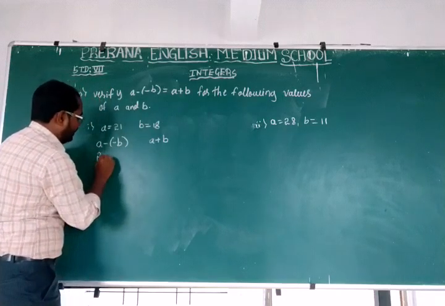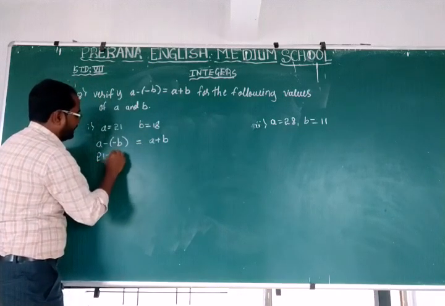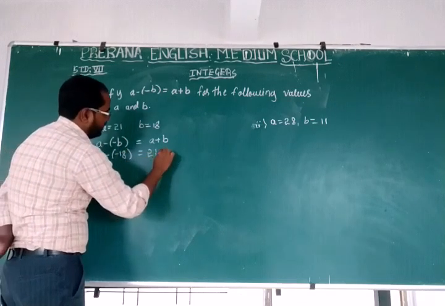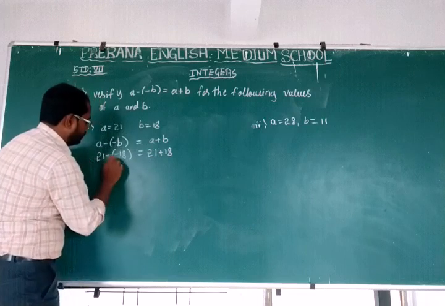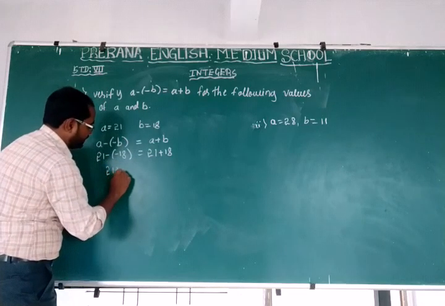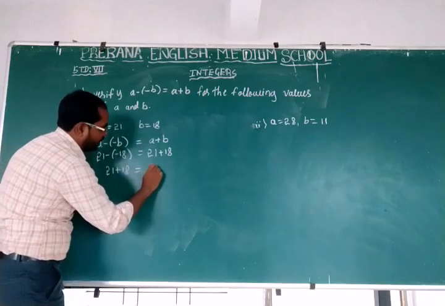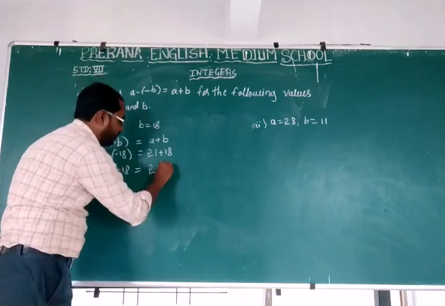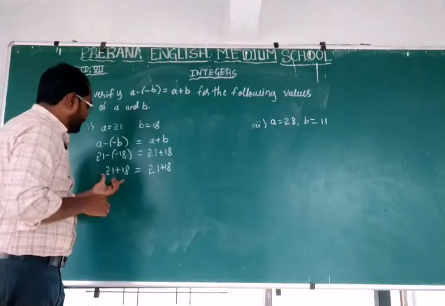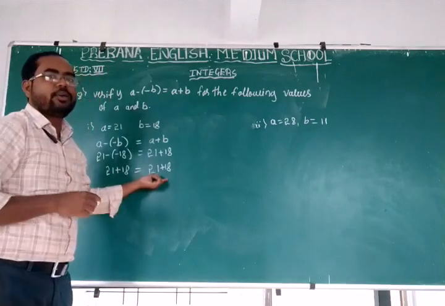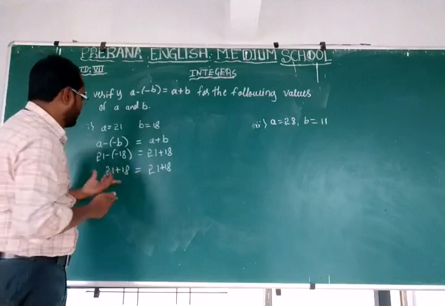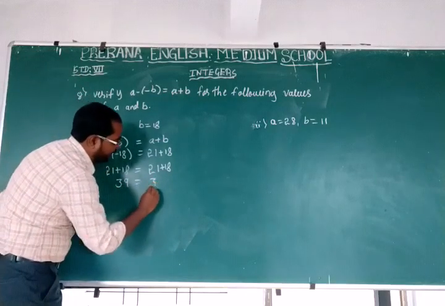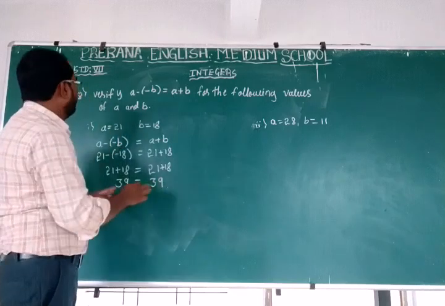So a is 21 minus (minus 18) is equal to 21 plus 18. So here minus into minus will become plus. 21 plus 18 is equal to 21 plus 18. So this much is enough. Here the left hand side of the equation is equal to the right hand side of the equation. If you want further you can add it. So it will become 39 is equal to 39. So both the values are equal.